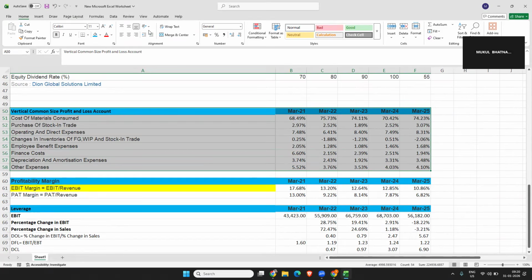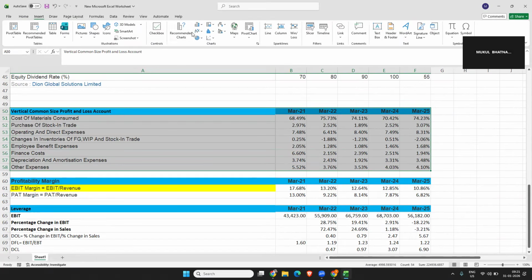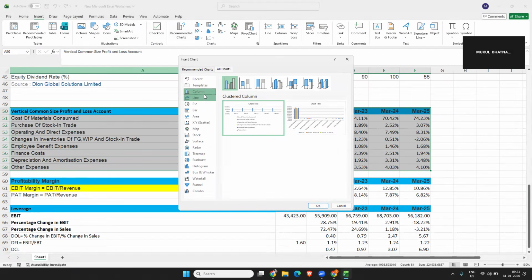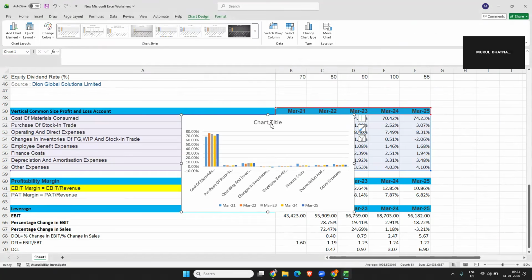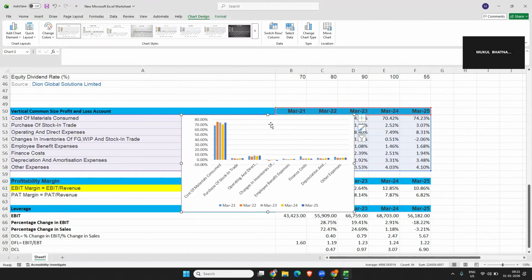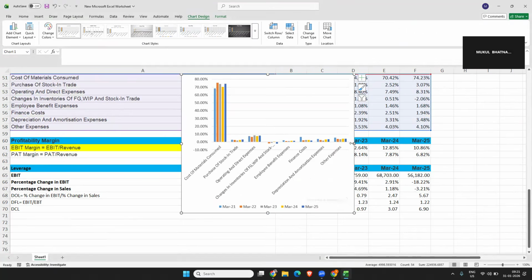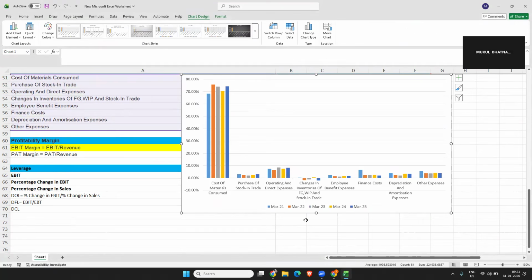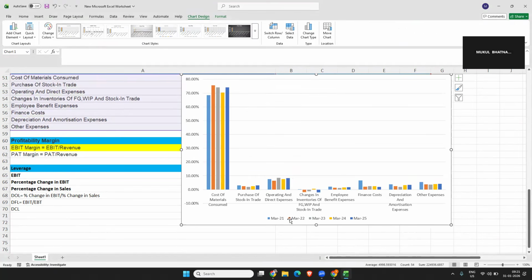So I will select the entire data. I will click on insert, then charts, then all charts. In column, I will click on this second chart and press OK. So here you can see, when you increase the size of the chart, it will become more readable.